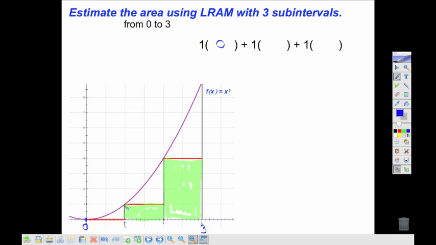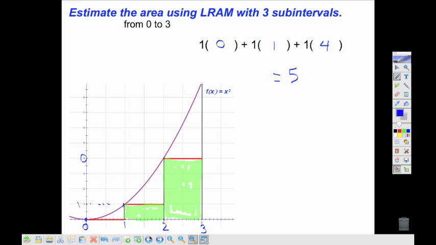The next one, going from 1, our height if we just plug it into x squared, would be 1. And then our next one we're using 2, which gives us a height of 4. And we wouldn't use the 3 because it's not the left side of any of our rectangles. Adding that area up, that's going to give us 0 plus 1 plus 4, or an area of 5. Again, this is a big underestimate because everything's on the inside.